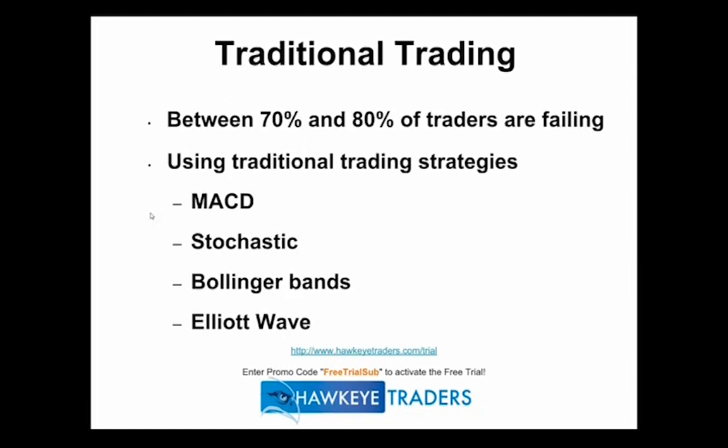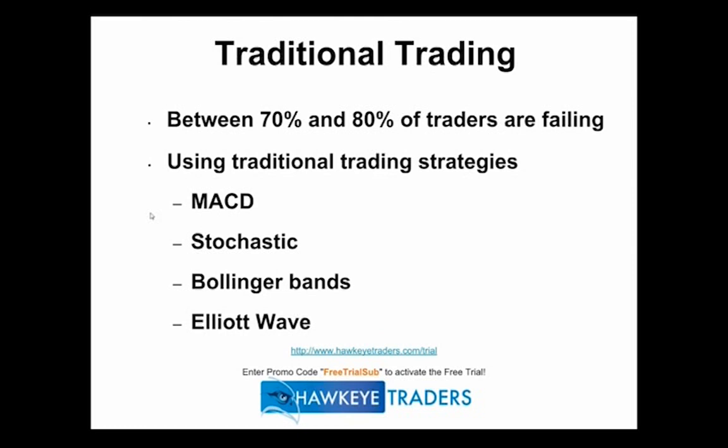Okay, so traditional trading, between 70 and 80% of traders are failing. That's a well-known fact. A lot of people will say up to 90% of people are failing, and there's good reason for that, because many times 70 to 80% of traders are using traditional trading strategies. They're using either MACDs, stochastic, Bollinger Bands, Elliott waves. Those are just a few of the more popular ones. You've got trend lines and you've got averages, moving averages. Those are very, very popular.